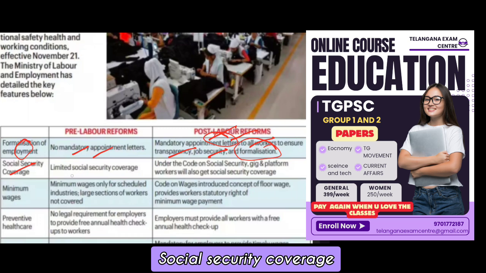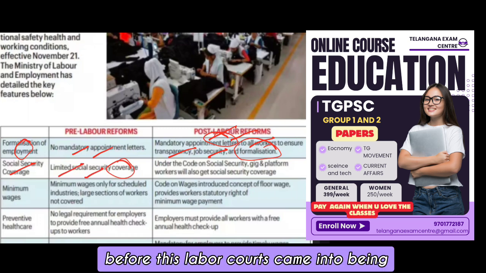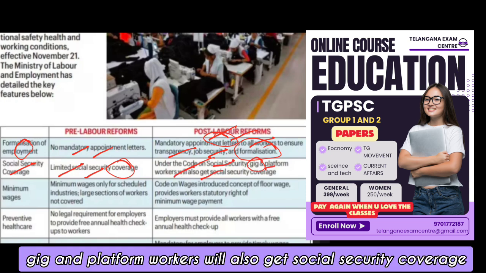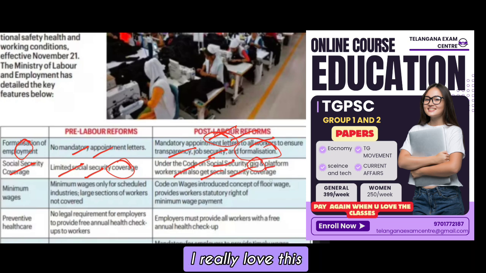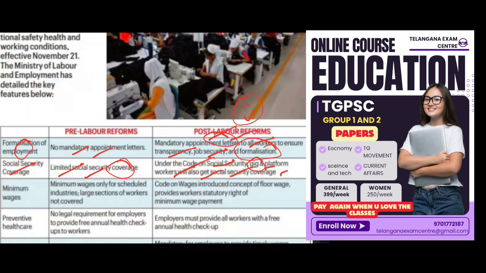Social security coverage. Limited social security coverage was offered before these labor codes came into being, whereas under the new codes, gig and platform workers will also get social security coverage. I really love this. I hope that I am going to get all of this. I'm very happy today.